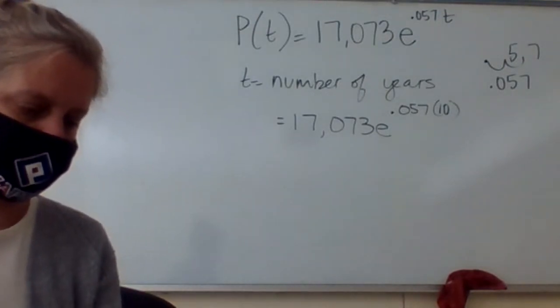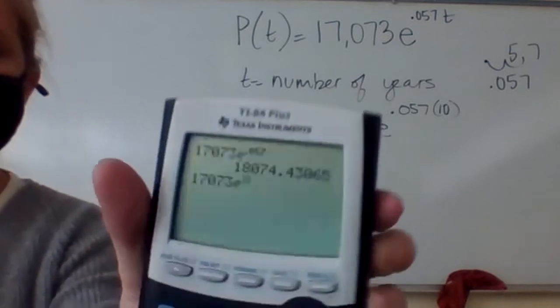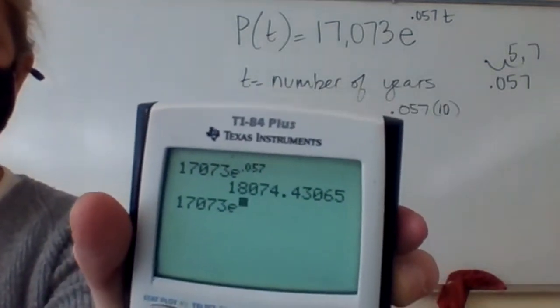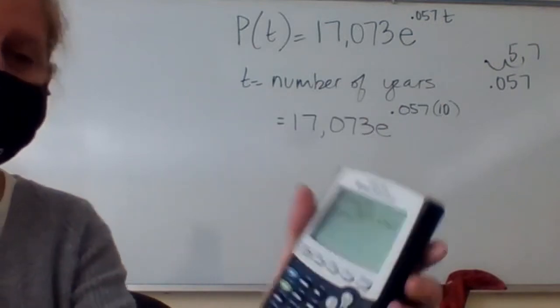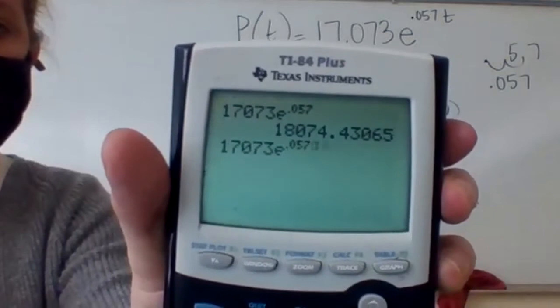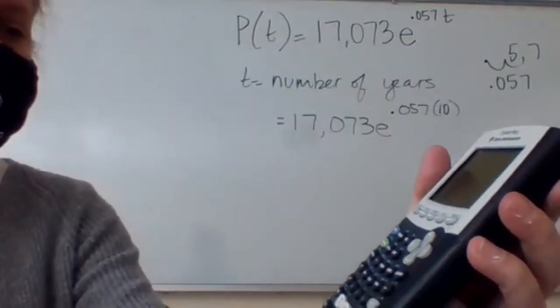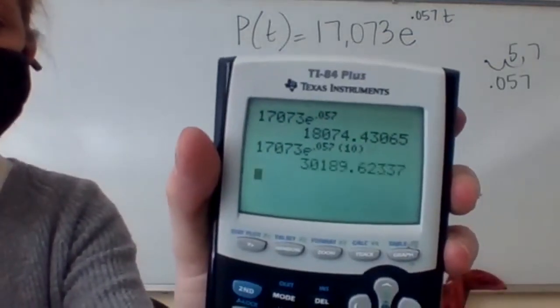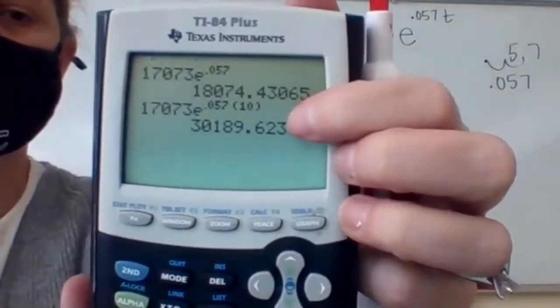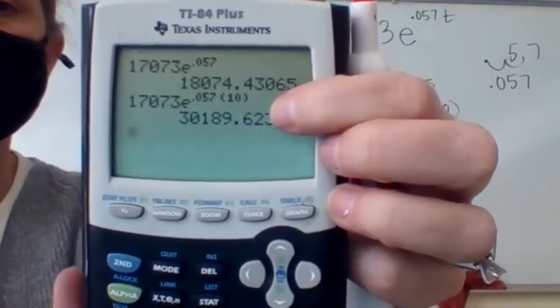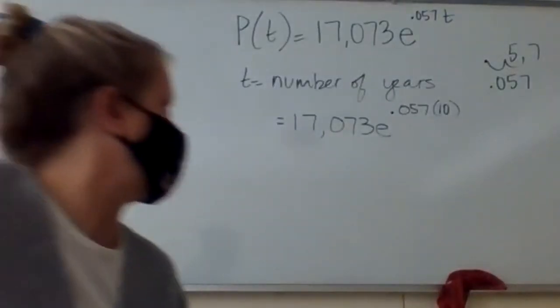17,073. Second ln to get your e. Then up in your exponent, 0.057, you can type it in just like it's written. Open parentheses, 10, close, enter. So after 10 years, rounded to the nearest cent, would be 30,189.62.